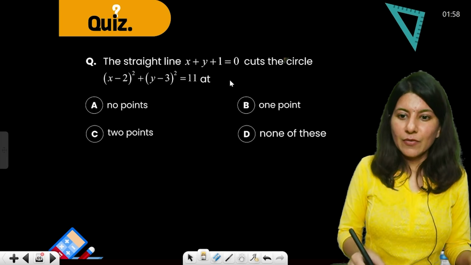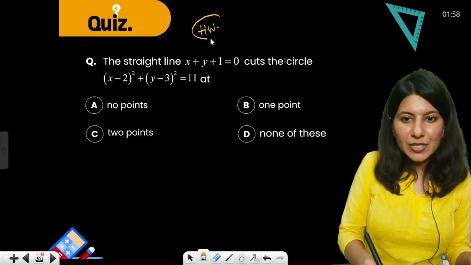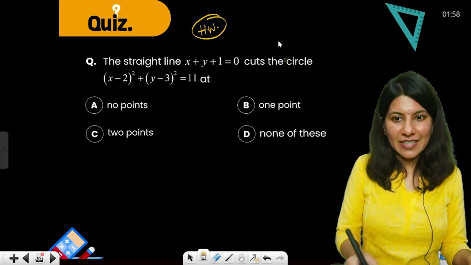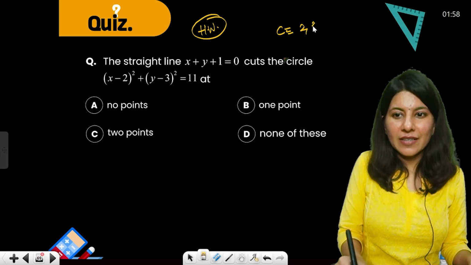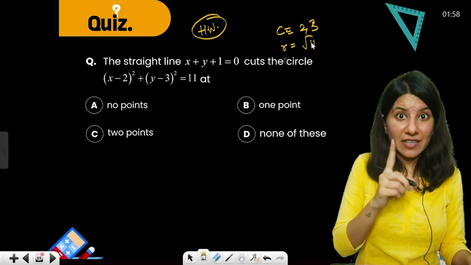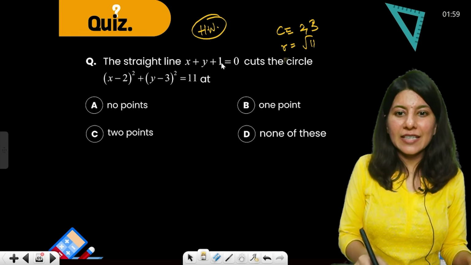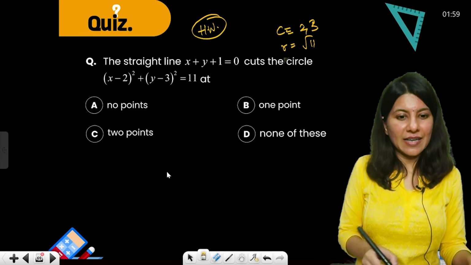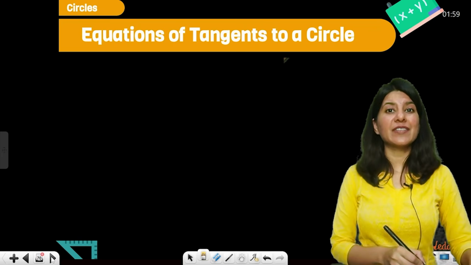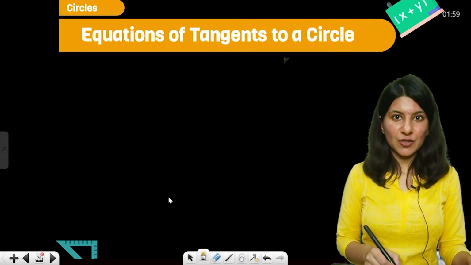All right, one more homework question. This is also a homework question. Again, same thing in this case. The center is also given and the radius is also given. The center is (2, 3) and the radius is √11. Don't forget, it's not 11, it's root 11. Now calculate the distance between (2, 3) and the line x + y + 1 = 0. Again, another homework question. Now we have another topic, which is equations of tangents to a circle.